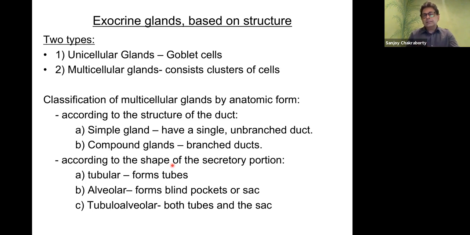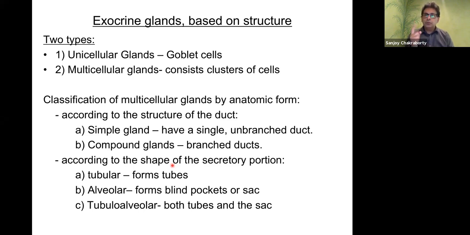The first way to classify them is based on how they look, meaning based on their structure. Based on their structure, there are two types. If they're made with one single cell, they're called unicellular glands, or multiple cells, called multicellular glands. So based on how they look, or their structure, exocrine glands are two types: unicellular glands and multicellular glands.